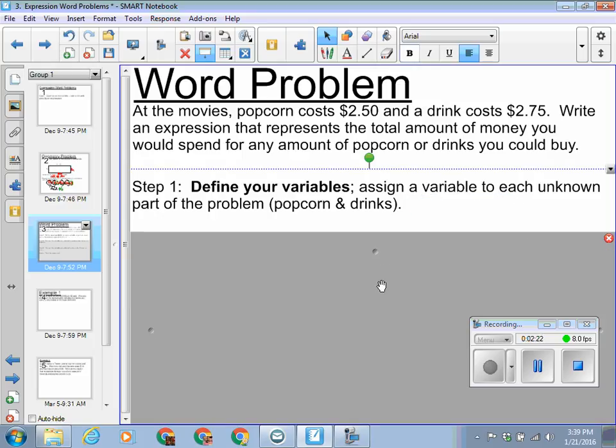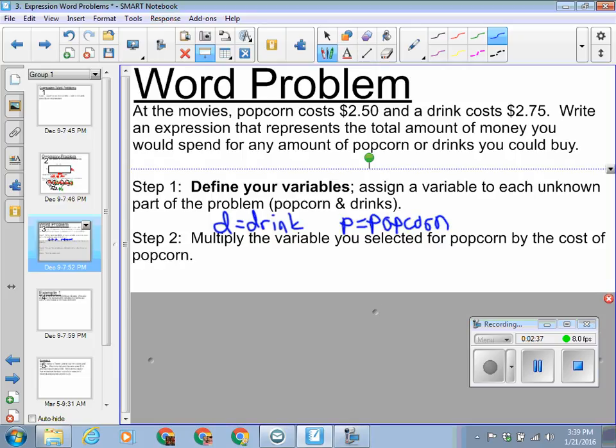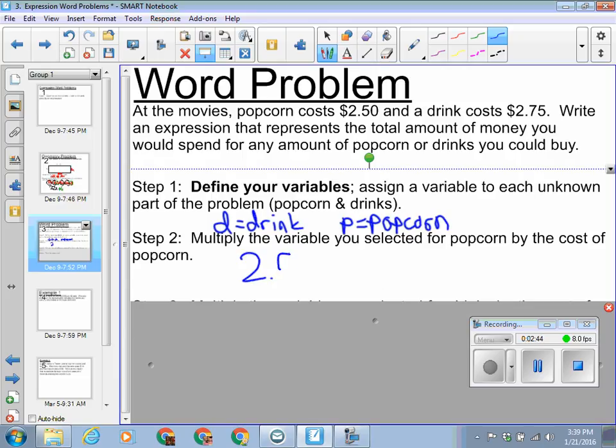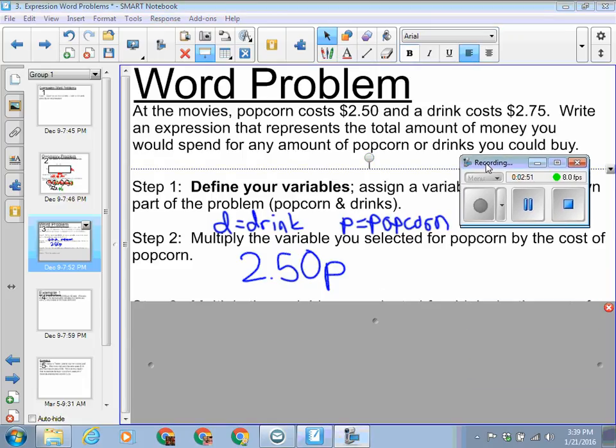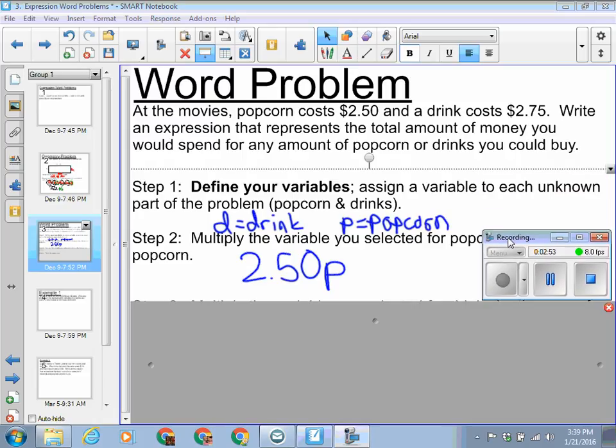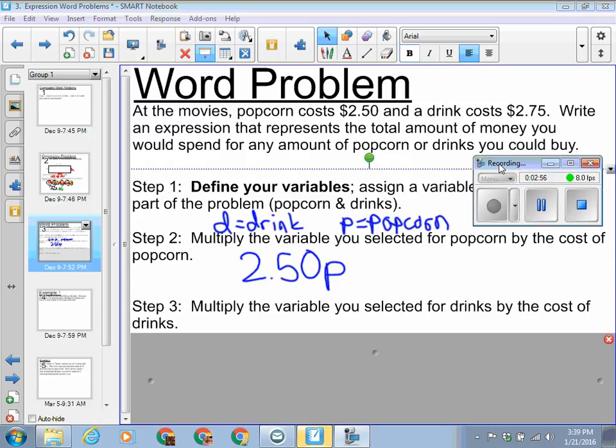So I'm going to go ahead and keep it easy. We're going to say D for drinks and P for popcorn. Next, we'll multiply the variable you selected for popcorn by the cost of popcorn, which is $2.50, pretty cheap these days for popcorn at a theater. So $2.50 times P, for any number of popcorn tubs we get. Sorry to be blocking part of it.